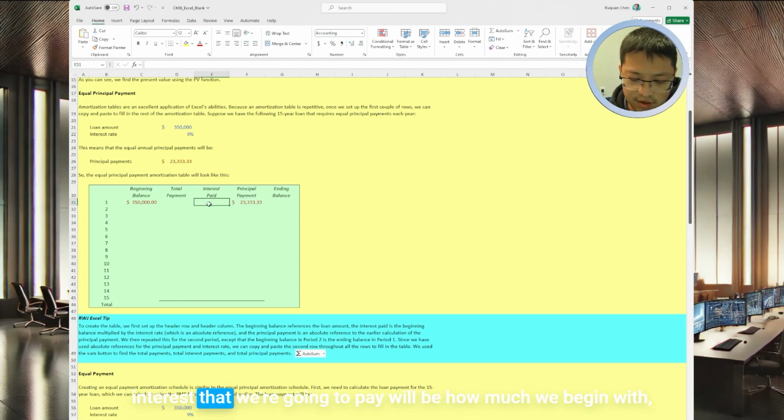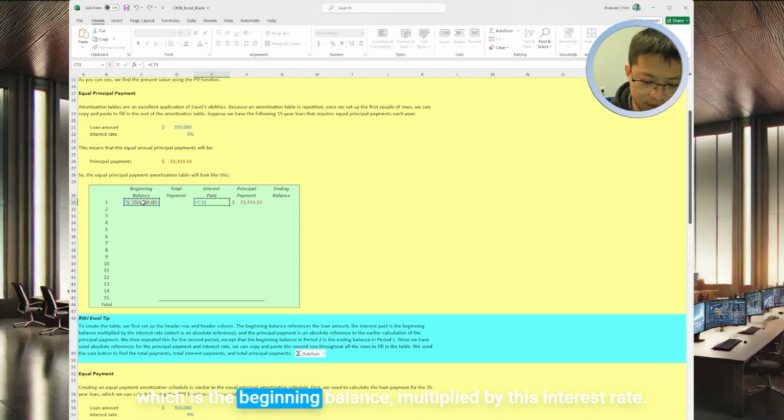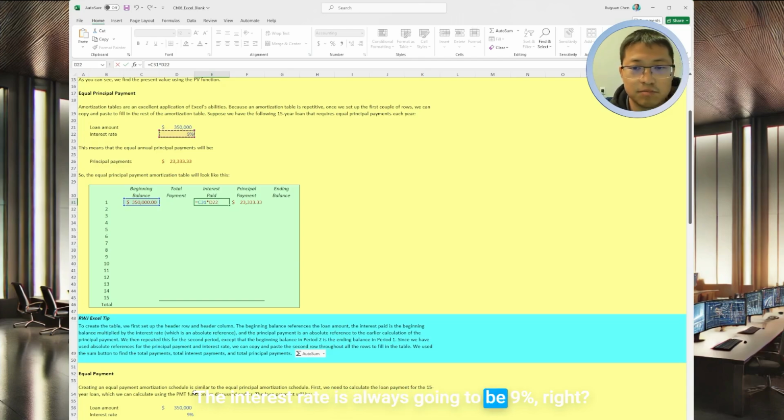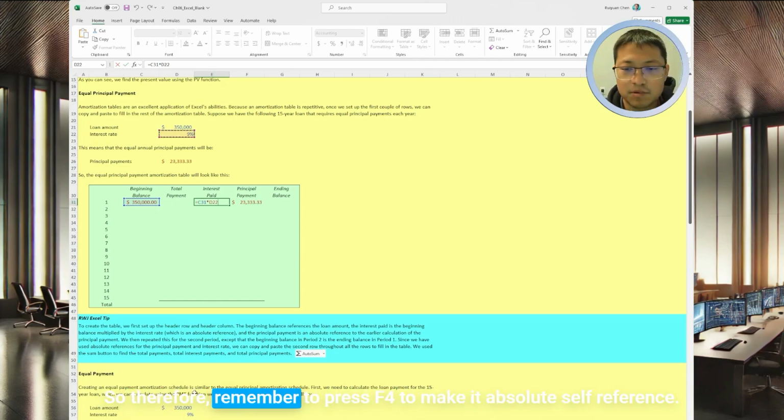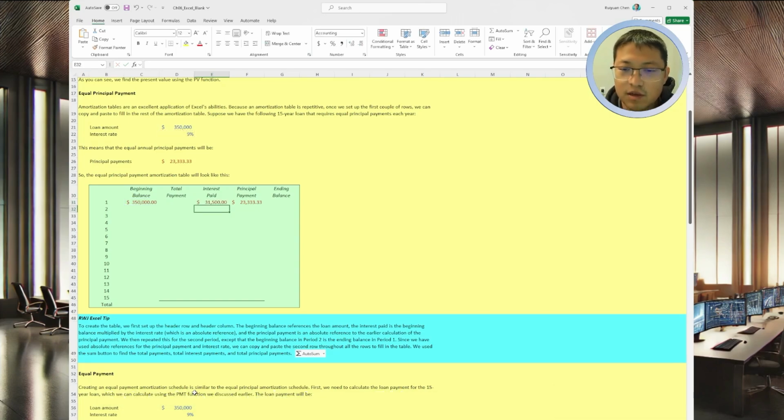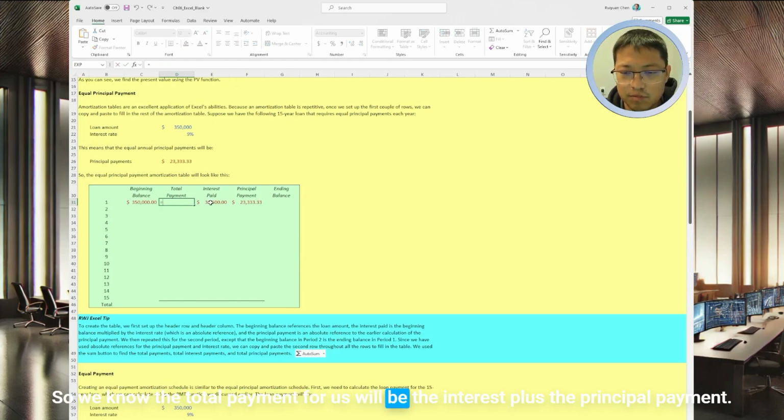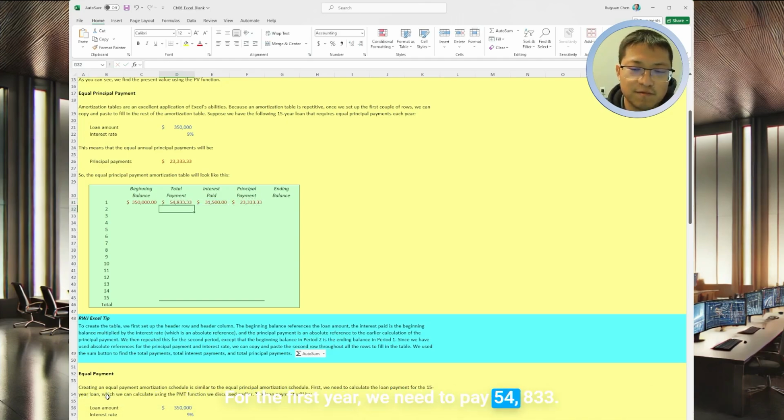The interest that we're going to pay will be how much we begin with, which is the beginning balance, multiplied by the interest rate. The interest rate is always going to be 9%, right? So remember to press F4 to make it an absolute reference. So we know how much interest we want to pay and how much principal we want to pay. The total payment will be the interest plus the principal payment. For the first year, we need to pay $54,833.33.